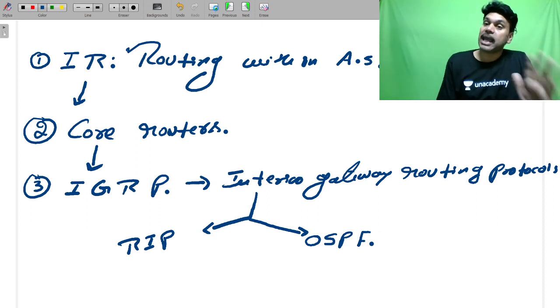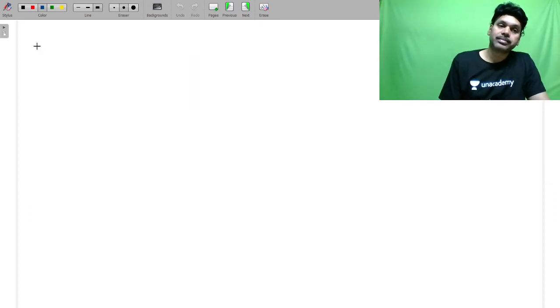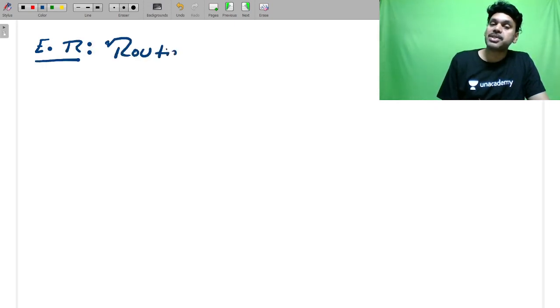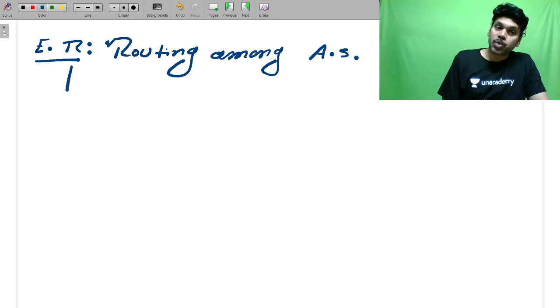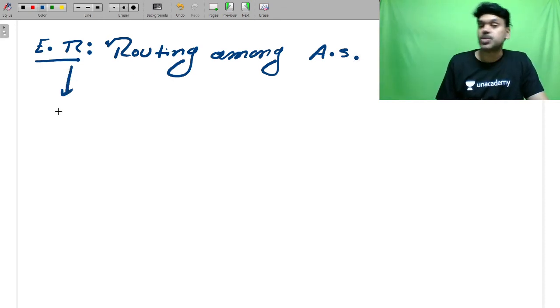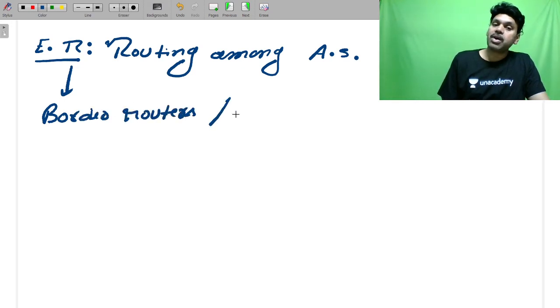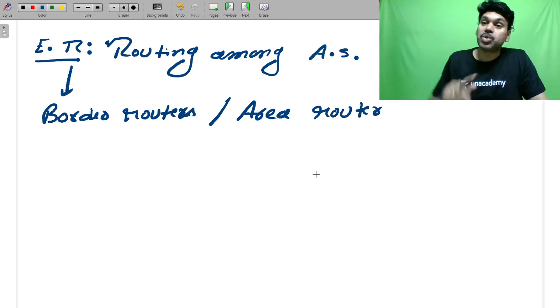And the next one is exterior routing. When you talk about exterior routing, routing among autonomous systems, you are supposed to use border routers, also called area routers. Area to area you are communicating. That's why those routers are different.